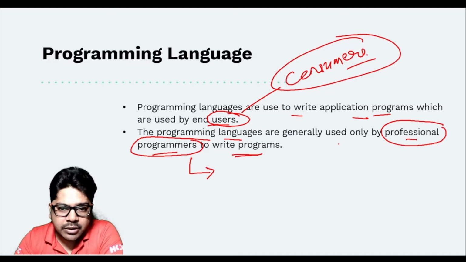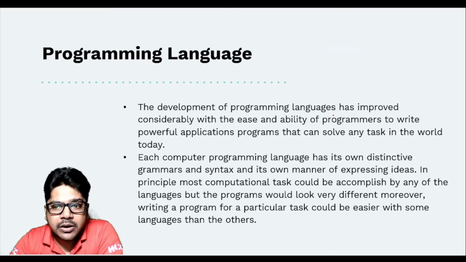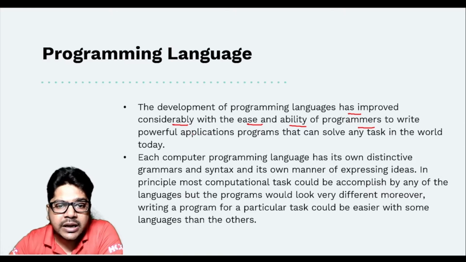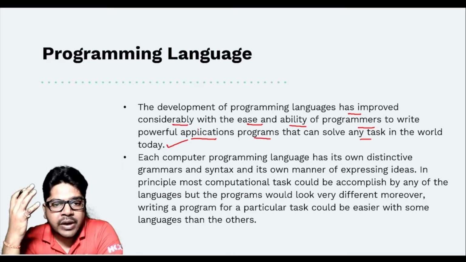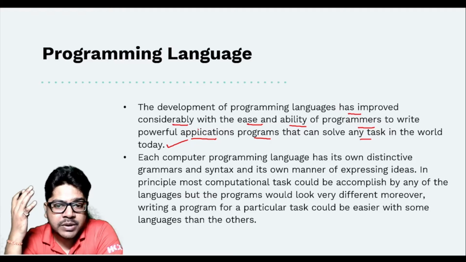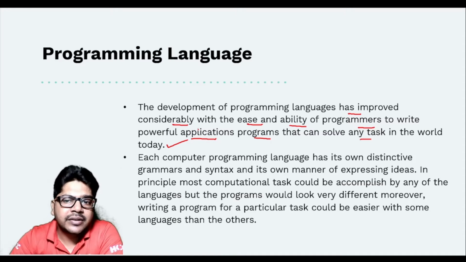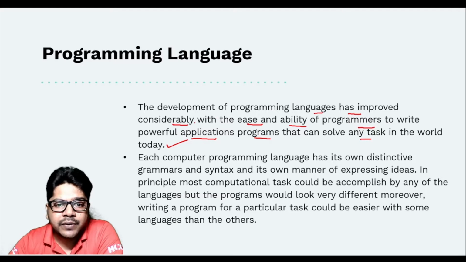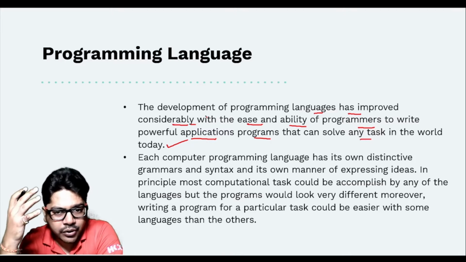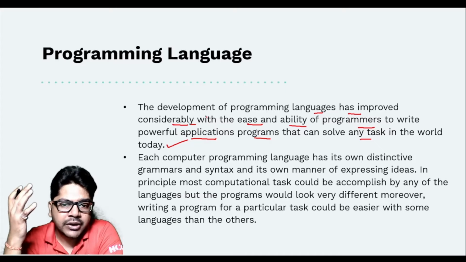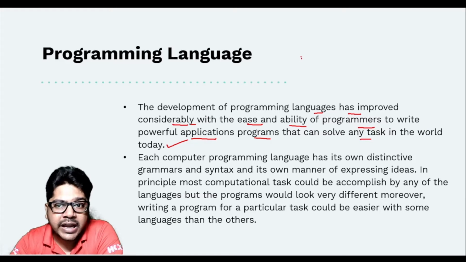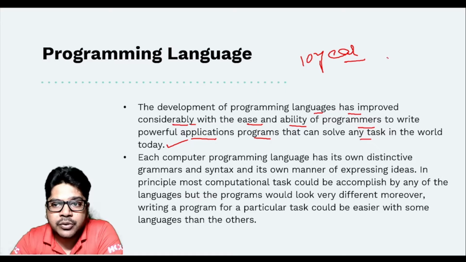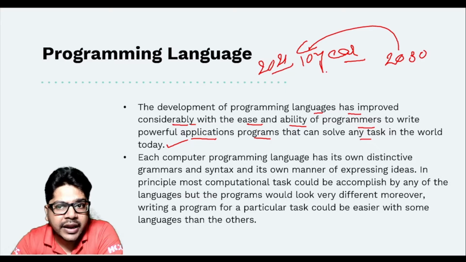The next topic is that the development of programming languages has improved considerably with the ease and ability of programmers to write powerful application programs that can solve any task in the world today. That is the reason why there is so much emphasis on coding. And with COVID-19, with this pandemic, we are already 10 years ahead of time. What was supposed to come in the year 2030 has already arrived in 2021.